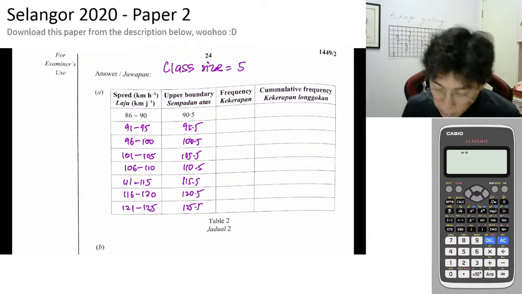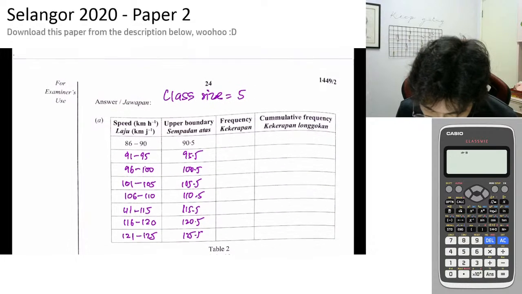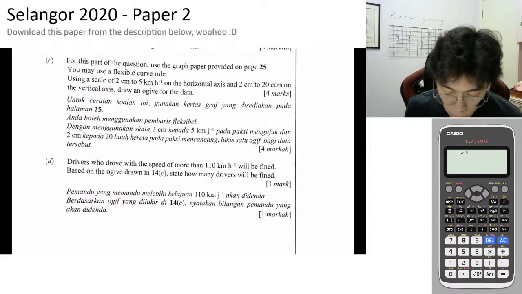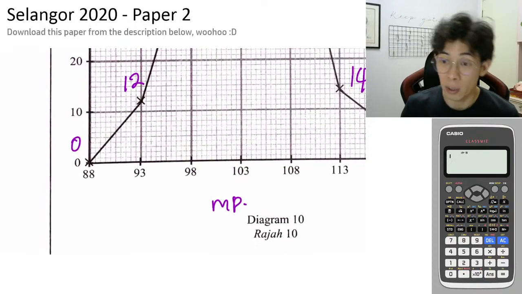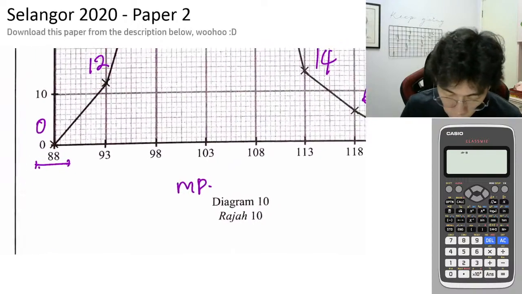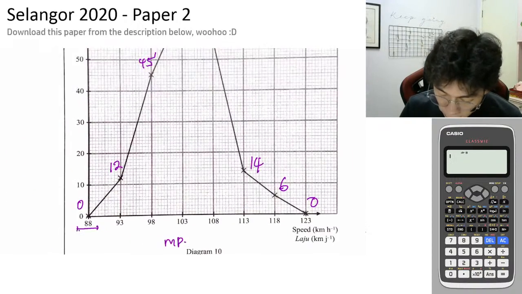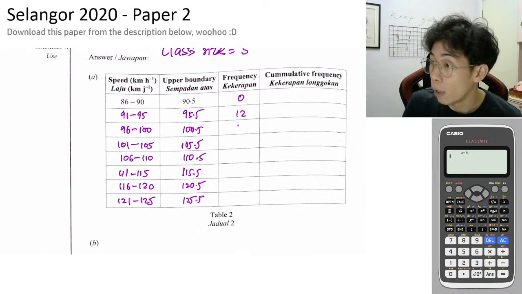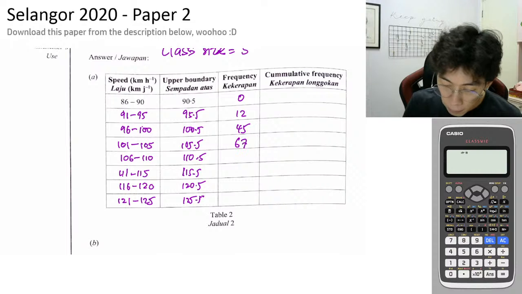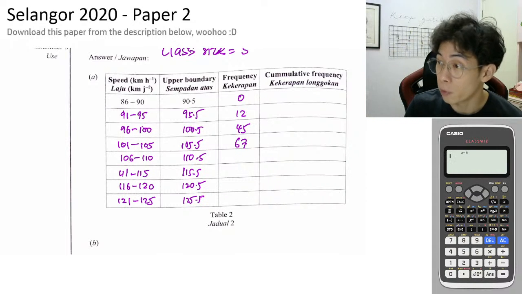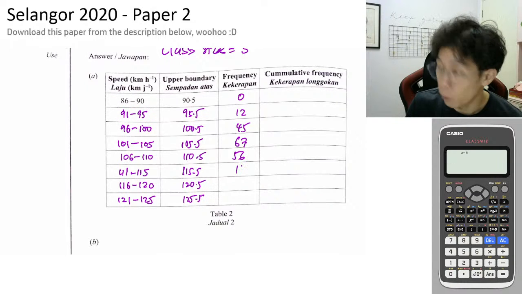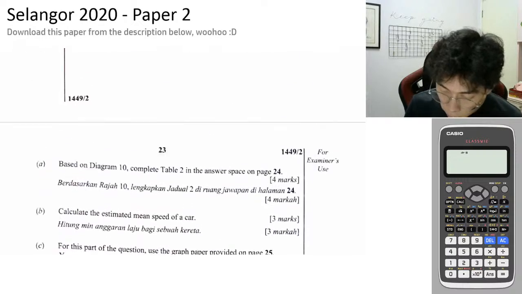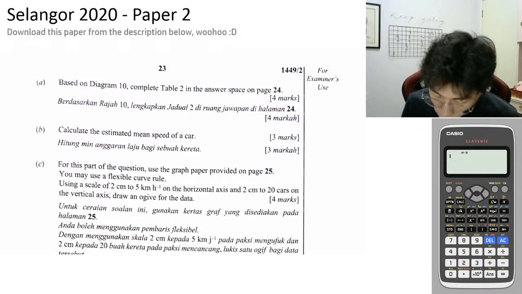After this, let's check out the frequency. Your 86 to 90, do you notice it comes out to a midpoint of 88? So I can put it there already. The first one is 0, then 12, I fit my frequency inside. So I have 0, 12, 45, 67, and it's from the graph, by the way. Then 56, 14, 6, and finally the last one is 0.